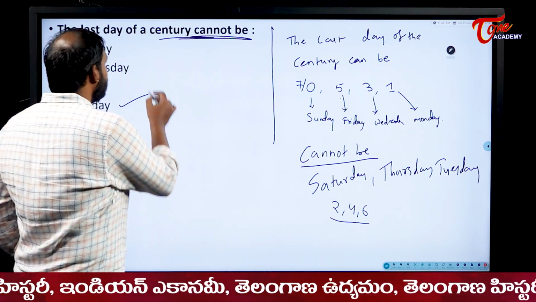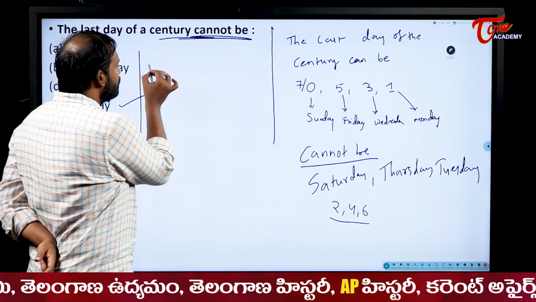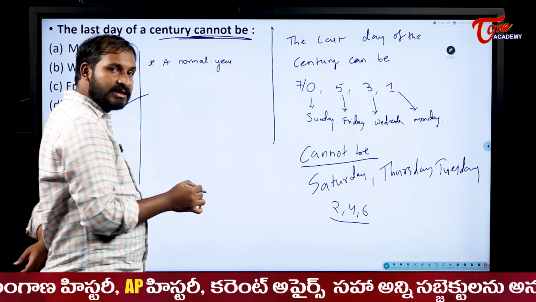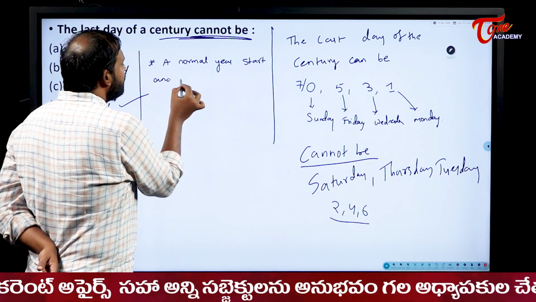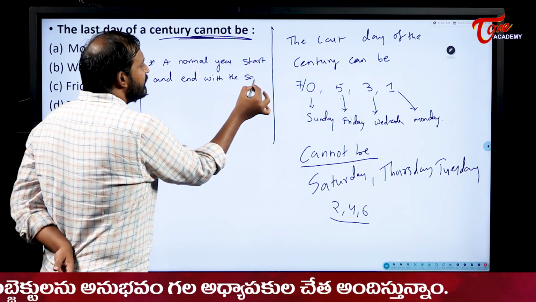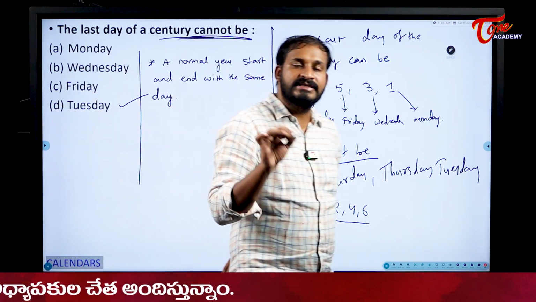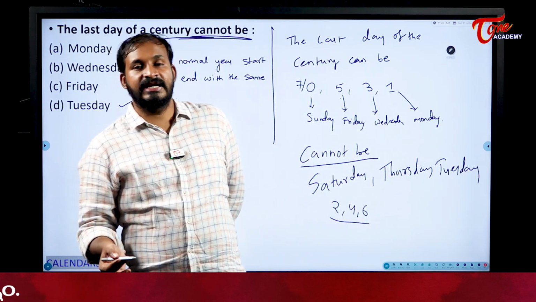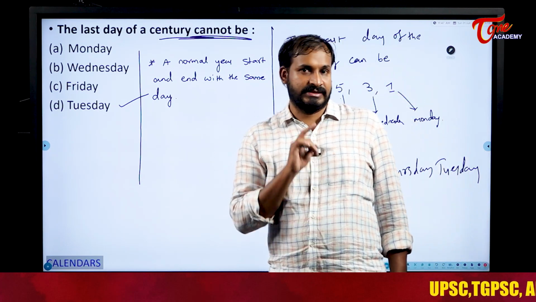Now see here, students, I want to tell you one more thing here itself. A normal year starts and ends with the same day. That means if January 1st is a Monday, then December 31st is also Monday. If January 1st is some Wednesday, then December 31st also becomes Wednesday, in the case of normal years.